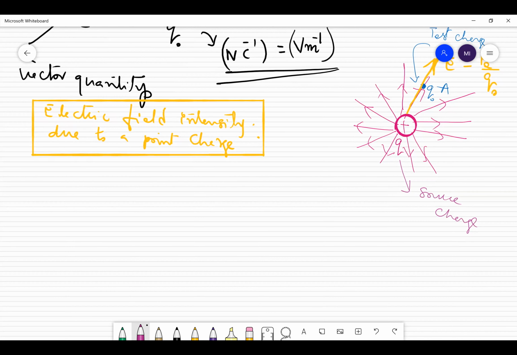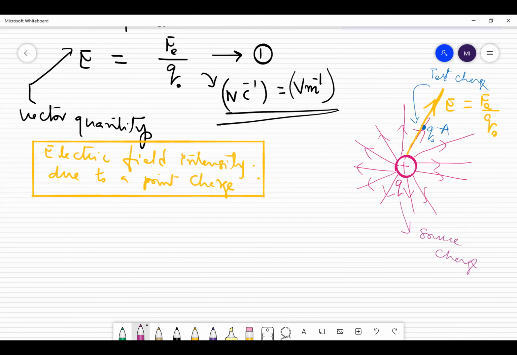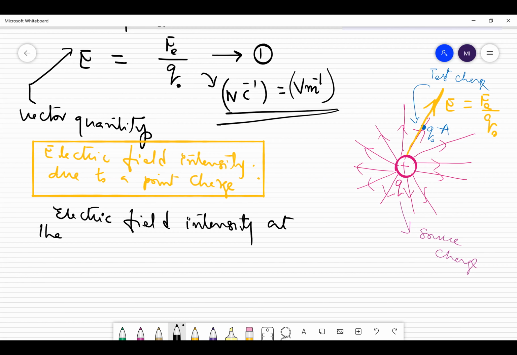Now, what is the electric field intensity there? The electric field intensity at the point A, for that test charge, will be Fe by Q naught. This is equation number 1.